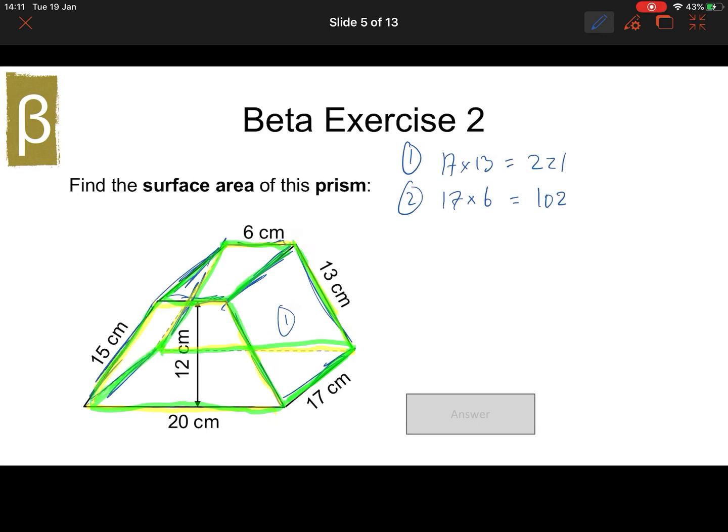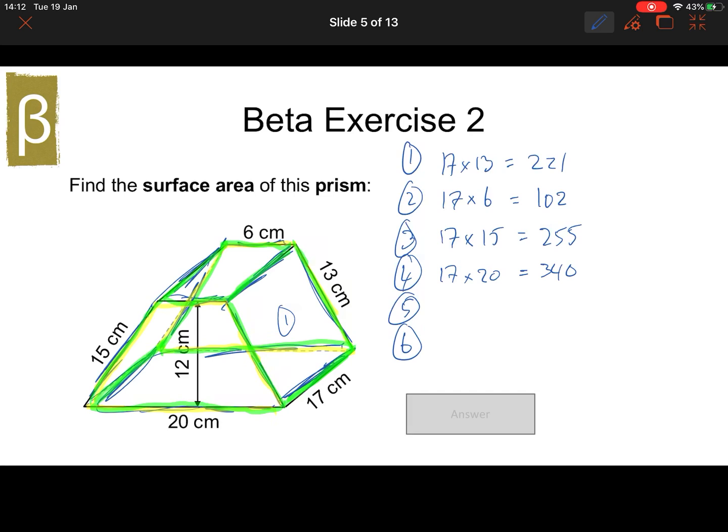Now this one here, base of 17 again, height of 15. See how easy it is for me to work when I've established that it's always 17 times something. So 17 times 15 is equal to 255. And the fourth one, the one at the bottom, that's this one here. Base of 17, height of 20, which is 340.